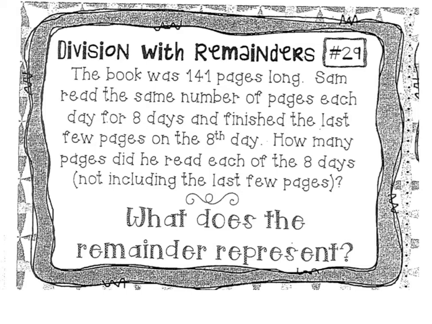Okay, so this problem reads: the book was 141 pages long. Sam read the same number of pages each day for 8 days and finished the last few pages on the 8th day. How many pages did he read each of the 8 days, not including the last few pages? What does the remainder represent?